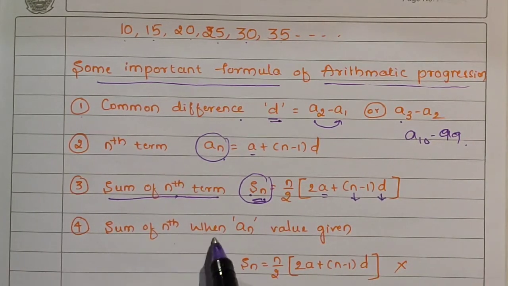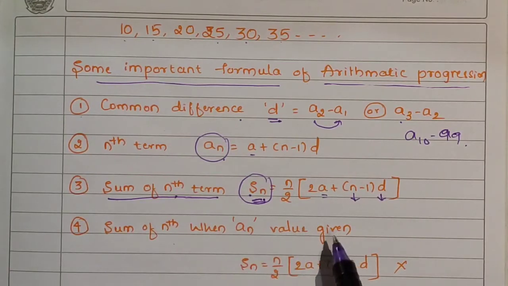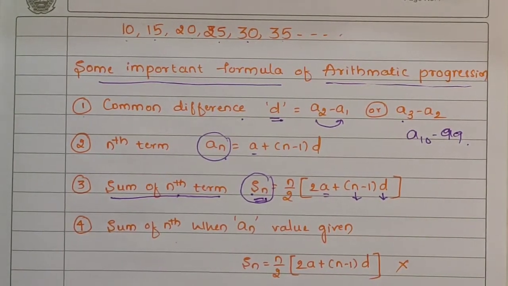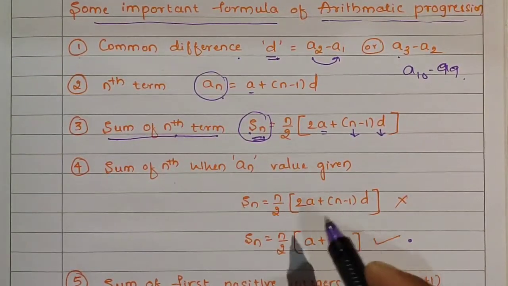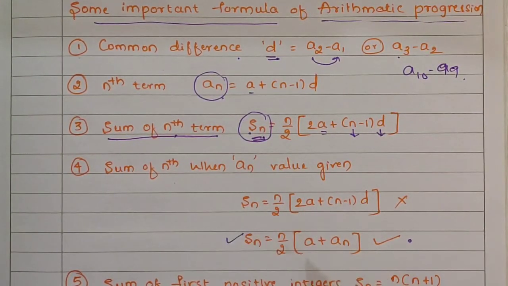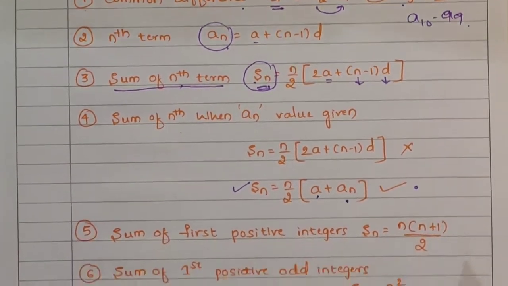The sum of n terms when the an value is given. This is also the sum of n terms only, but when the last term, the an value, is given, you need to use this formula: Sn is equal to n by 2 into bracket a plus an. n means number of terms, a means first term, an means nth term or last term. Just remember these formulas.